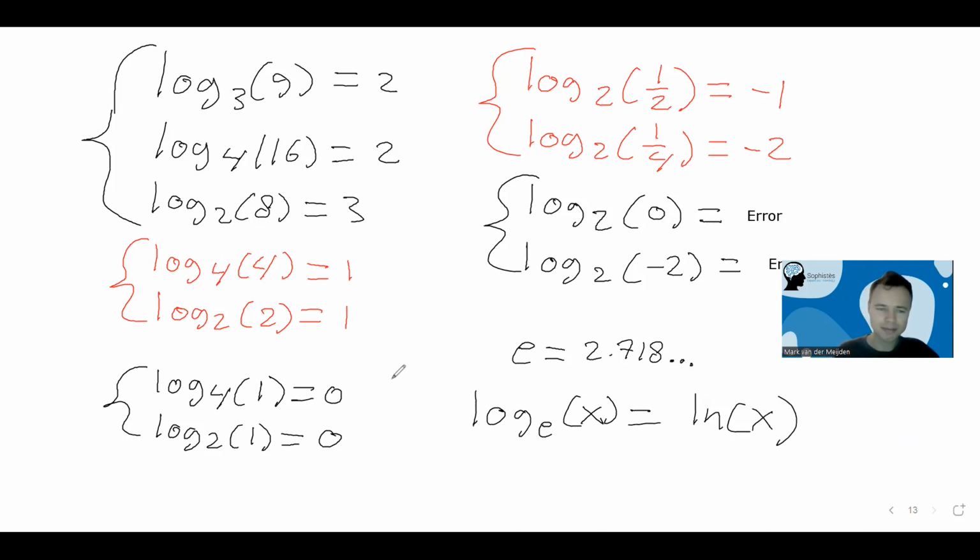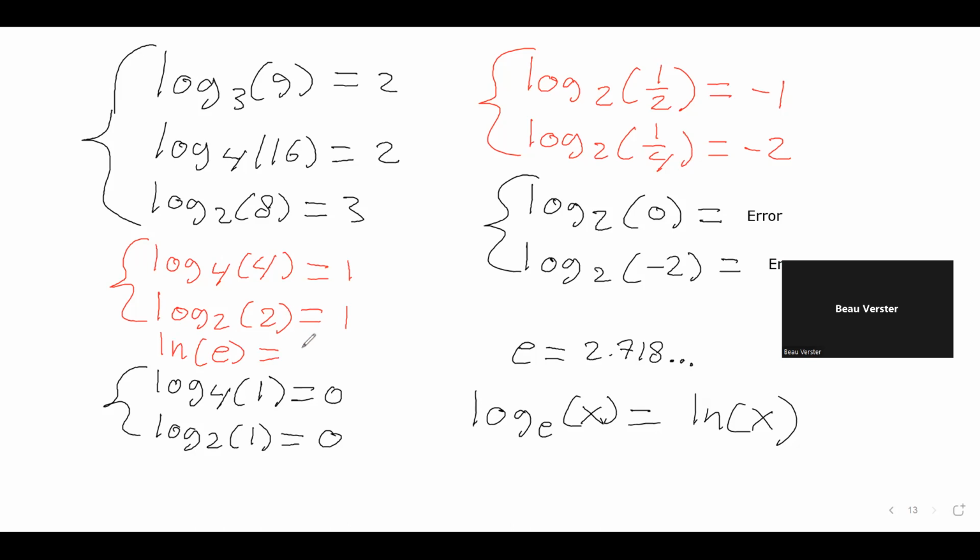So my question to you guys is, what if I have ln E? What do I get? Anyone has an idea? 1. Yeah, because here I'm actually saying log base E of E, and then the base and the n number are the same, so I get 1. Very important to remember, ln E is 1. Okay. Is this clear for everyone?